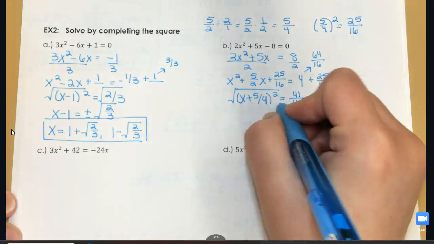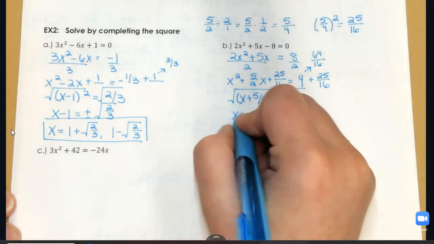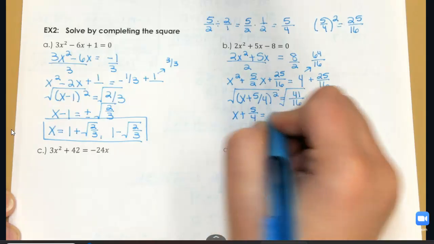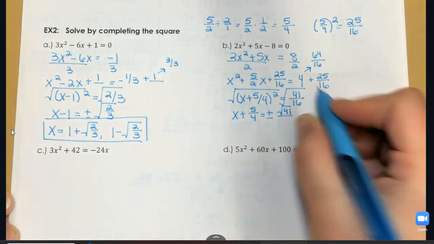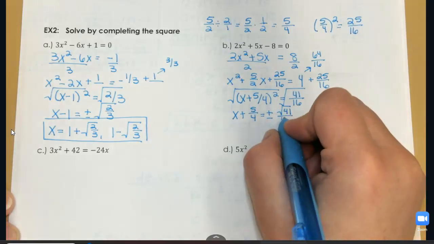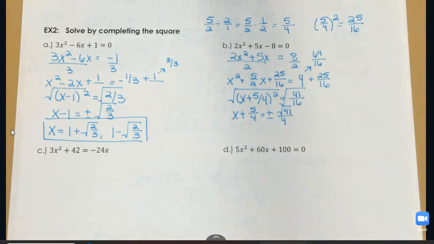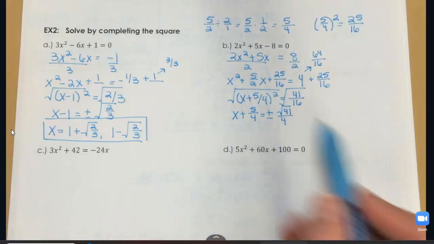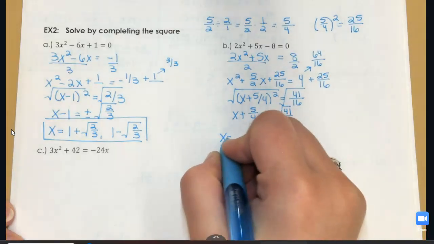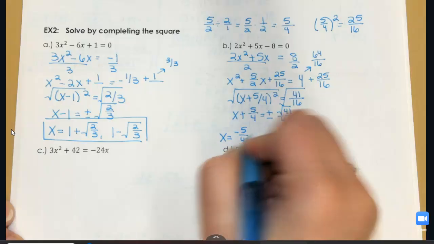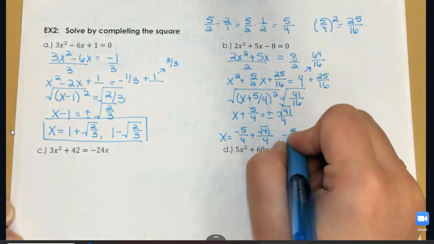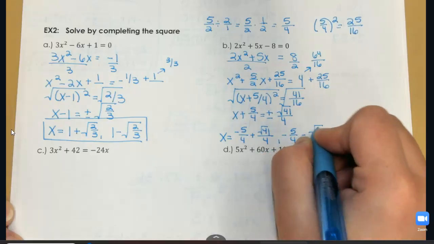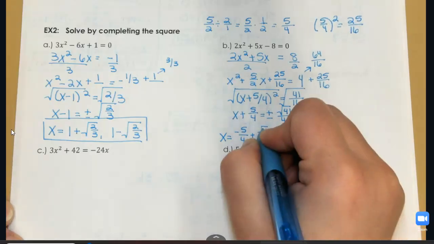So now I can square root both sides, and I have x plus 5/4 is going to be equal to plus or minus. Now 41 is not a perfect square, and in fact it's a prime number, but 16 is a perfect square, so I can simplify my denominator. And then the last thing I need to do is subtract that 5/4. So x is going to be negative 5/4 plus the square root of 41 over 4, or negative 5/4 minus the square root of 41 over 4.